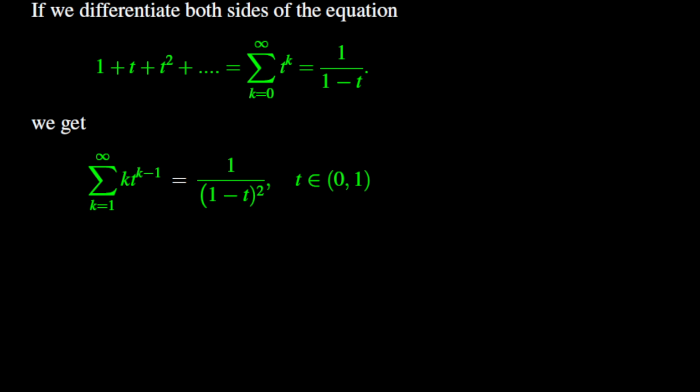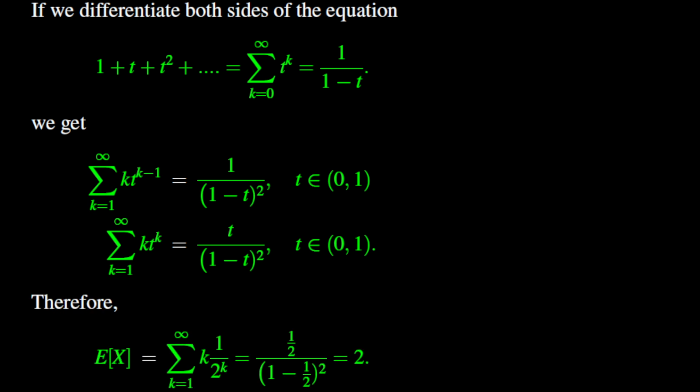We will use the series of derivatives of the geometric series to compute the expectation of our random variable X. If we multiply both sides of the previous equation by t, we see that the sum for k equal to 1 to infinity of k times t to the power k is equal to the fraction t over the quantity 1 minus t squared. Therefore, the expectation of X, which is equal to the sum for k equals 1 to infinity of k times 1/2 to the power k, is equal to the fraction 1/2 over 1 minus 1/2 squared, which is simply equal to 2. Thus, E of X is 2.